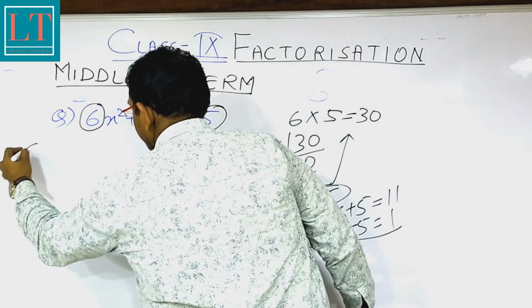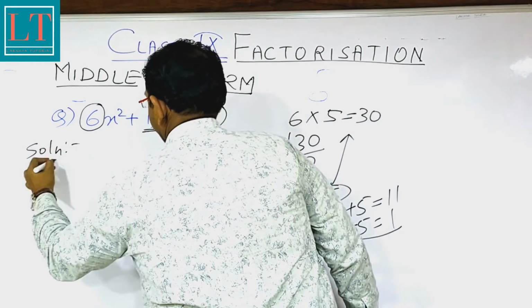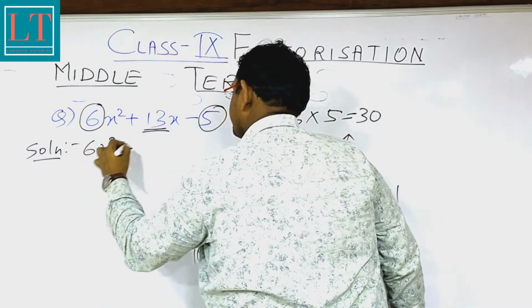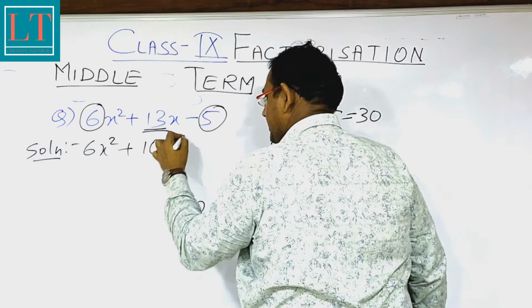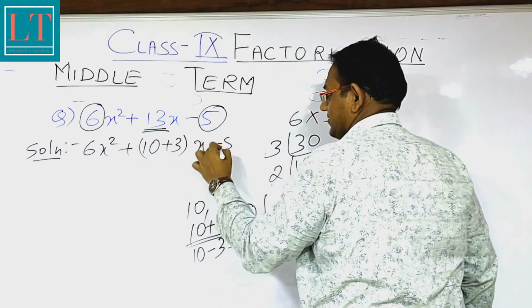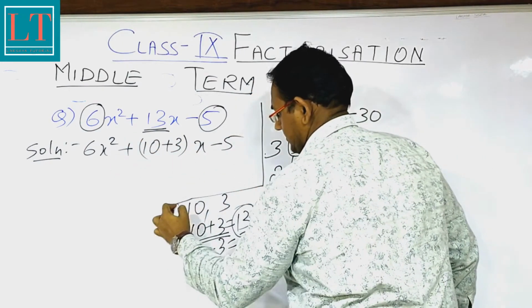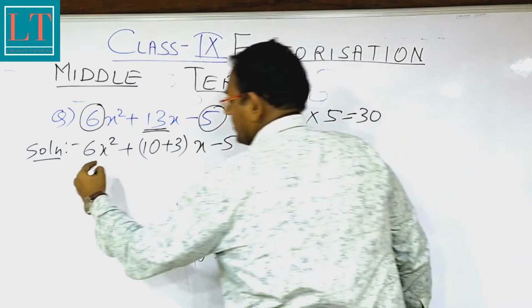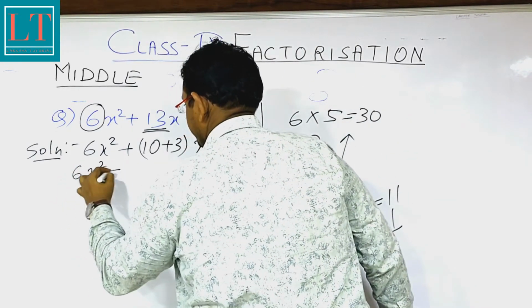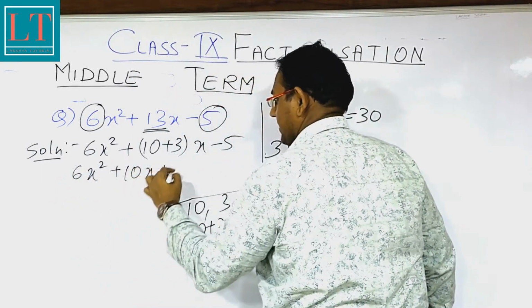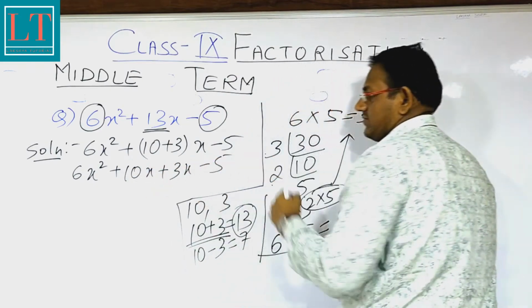We can easily write this 6x square as it is. We will write this as 10 plus 3x minus 5. Now the next thing is to open the bracket. So we will be getting 6x square plus 10x plus 3x minus 5 over here.